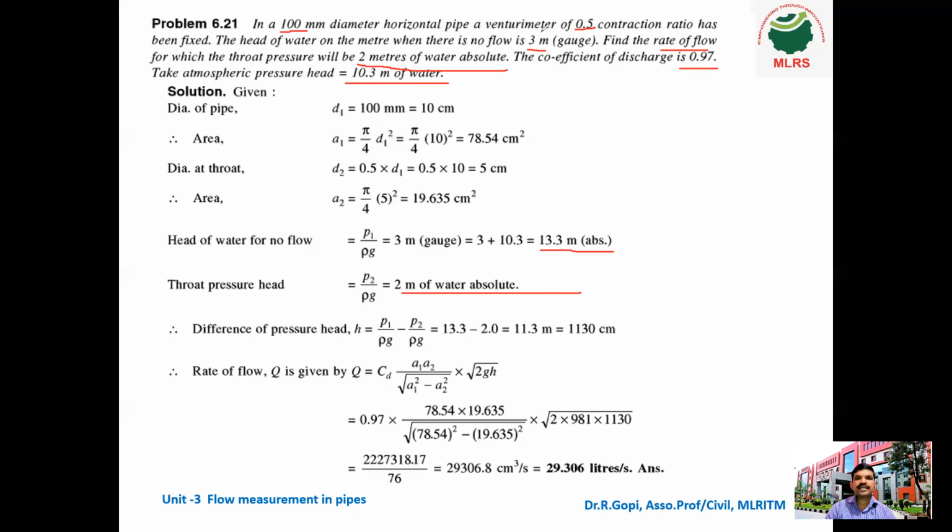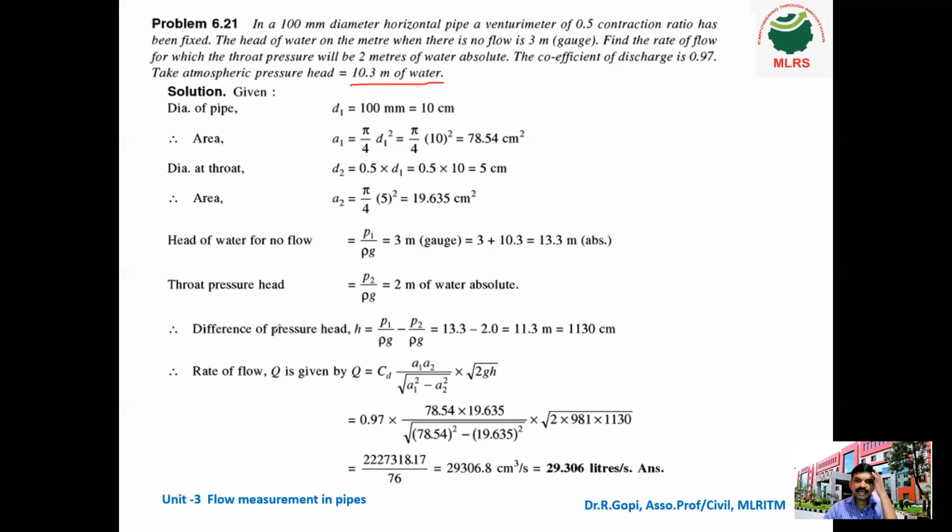But here at the inlet they didn't give the absolute pressure. They gave only the gauge pressure. So we have to find the absolute pressure. For that purpose only they gave the atmospheric pressure head 10.3. We have to add the gauge pressure plus atmospheric pressure, and we can easily get the absolute pressure. So don't substitute the gauge pressure; you must convert it into absolute pressure, so we add the atmospheric pressure. Sometimes in the question this atmospheric pressure also will not be given. So 10.3 meter is the standard one.